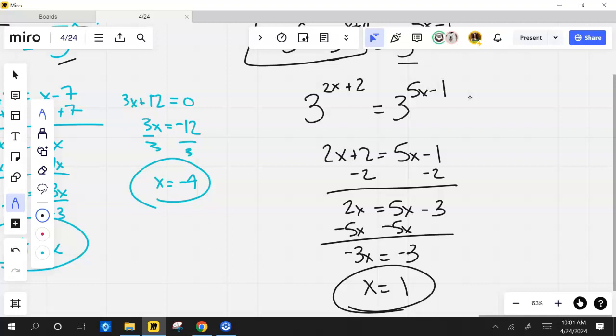You're talking about the base? It just goes away. When you set the exponents equal to each other, you ignore the base. But that only works when all the bases are the same.